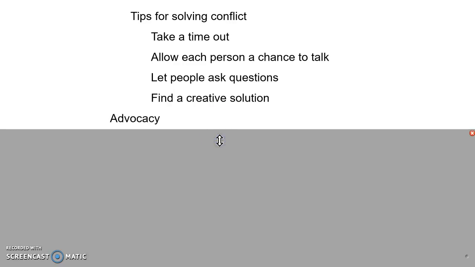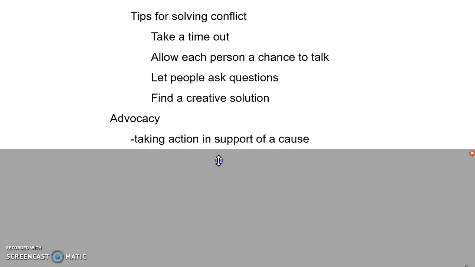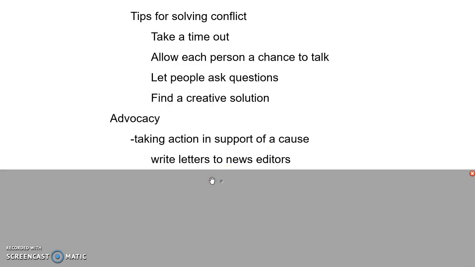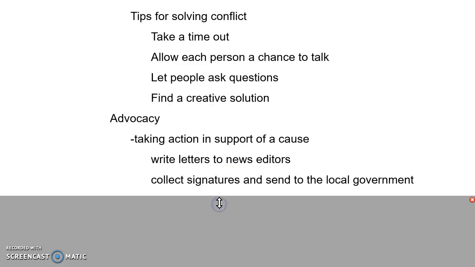And the last thing we're going to talk about is what we call advocacy. We're very familiar with advocacy in this part of the country right now. It's taking action in support of a cause. Some of the simple ways you can do it are you write letters to the news editors. These are letters to the editor. Collect signatures and send them to the local government to get things done. Obviously, in North Dakota right now, we're very familiar with the DAPL protesters in the camps and everything else. These are forms of advocacy.